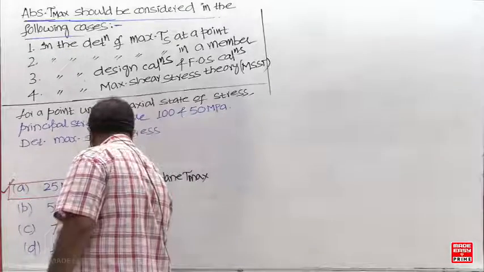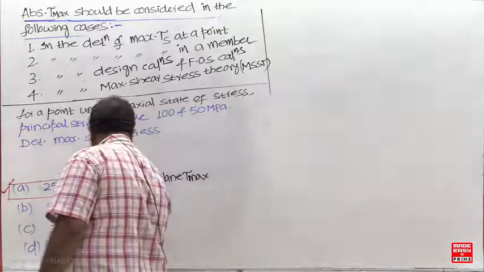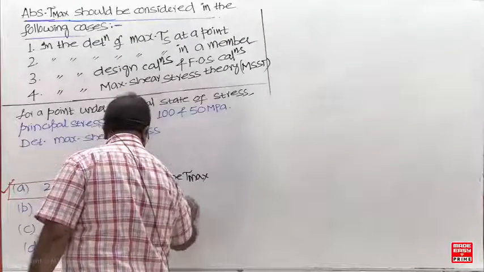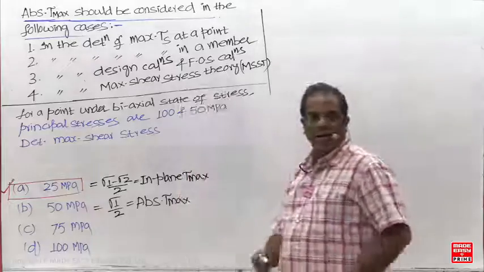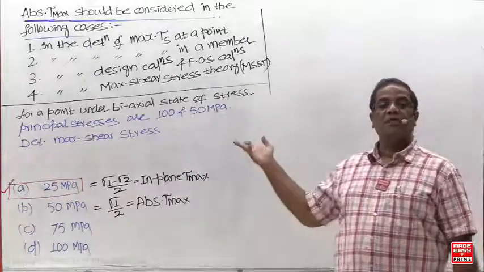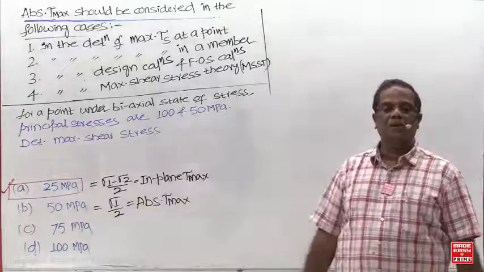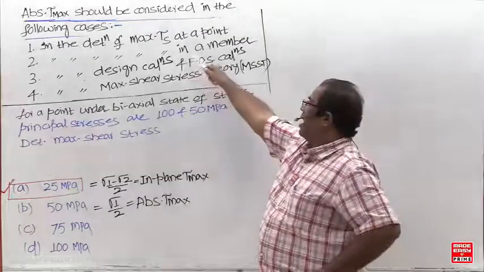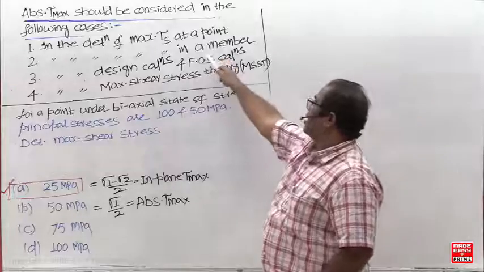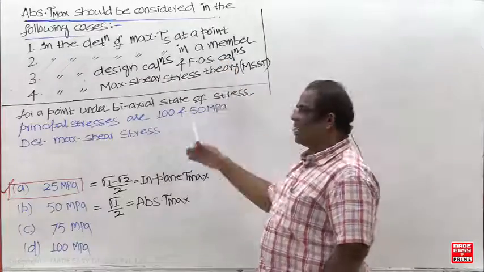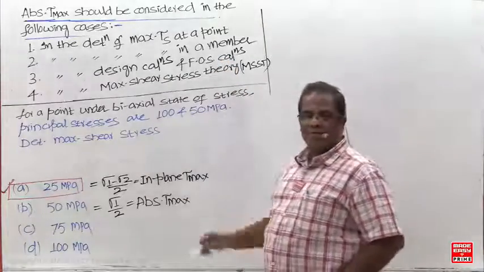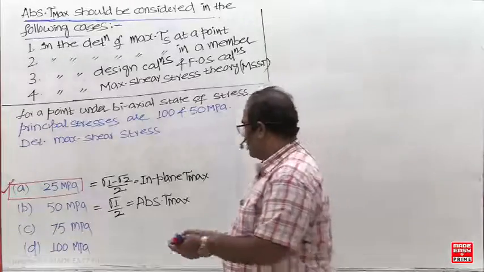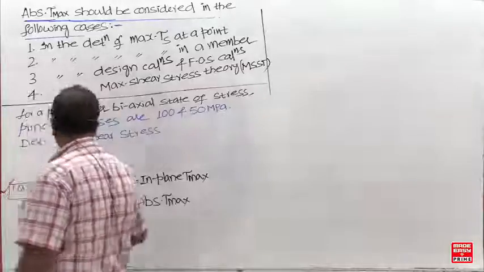This is absolute tau max. Sir, you mentioned when sigma 1, sigma 2 are like in nature, sigma 1 by 2. But that is absolute tau max. But in the question, when you have to consider absolute tau max, it should be considered at a point or in a member design calculation. Are you calculating anything now? Simply ask the maximum shear stress only. If nothing is mentioned, you have to go for in-plane only. So you have to go for the answer, option B is correct.